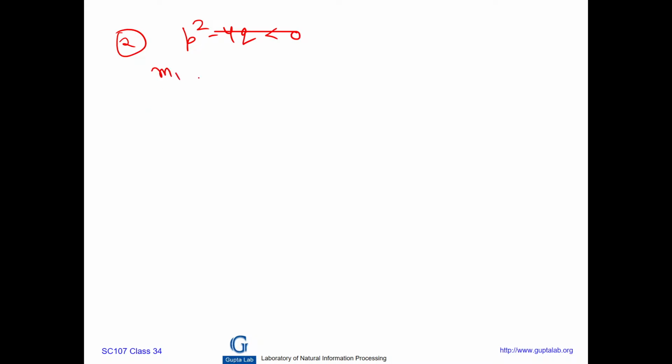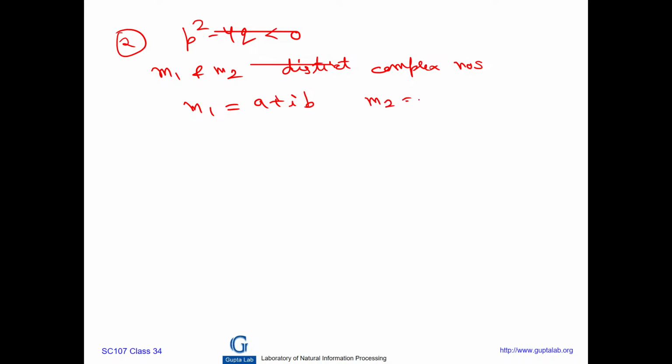So in this case m1 and m2 are distinct complex numbers, right? So I say that m1 मान लो हम a plus ib रख लें और m2 a minus ib रख लें. अगर एक कॉम्प्लेक्स रूट होता है तो दूसरा भी होगा और कॉन्जुगेट होता है. बहुत ब्यूटीफुल प्रॉपर्टीज हैं एक्चुअली. दीज आर अबाउट व्हेन सॉल्विंग द इक्वेशंस, राइट?